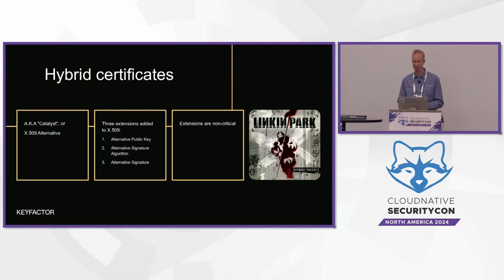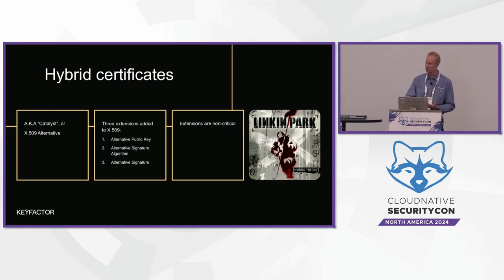keys and signatures, which adds three extensions to an X.509 certificate: an alternate public key, an alternate signature algorithm, and an alternate signature. This means that you issue a certificate still with your classic RSA or EC public key and signature in it, but in addition you add these quantum safe algorithms as non-critical extensions, which means that you can deploy it in the field, and any old equipment, any old OpenSSL library, will understand the classic ones and ignore the new post-quantum ones until they're updated with something that understands post-quantum algorithms, then they can start using those.